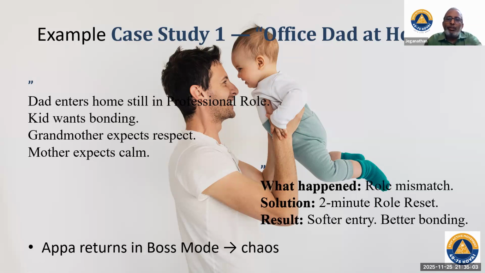So what happened was there's a role mismatch, as most of you said. So what we had to do was the role reset. That's what you said in simpler terms. He was in the professional mode, he had to move on to the private mode, and the result: softer entry. Whenever he's entering the family house, the entry becomes softer, and there is better bonding, and there's more harmony, and the kid gets bonding, the grandmother gets the respect, and the mother gets the expected calmness from the dad who comes after a very busy and hectic day at the office.